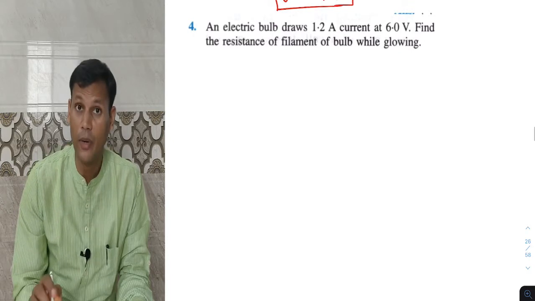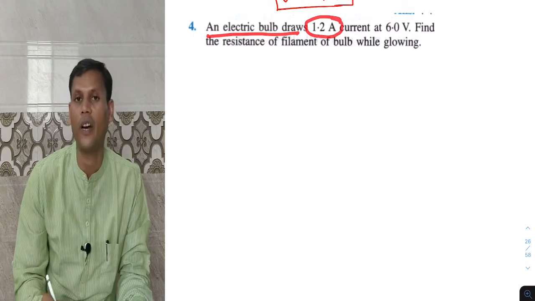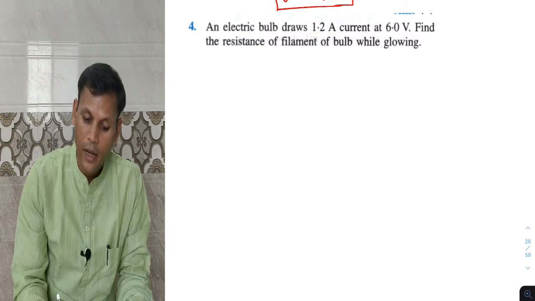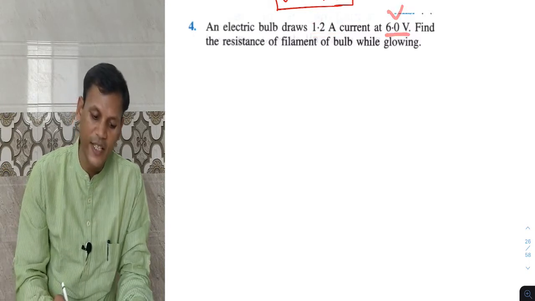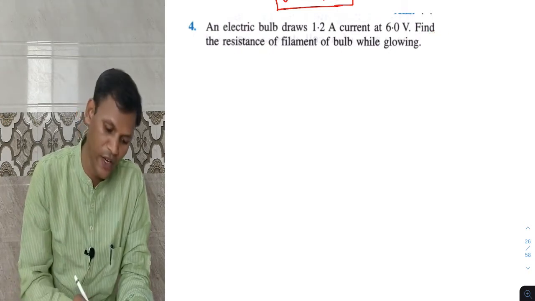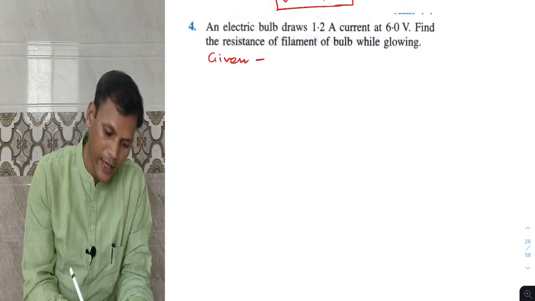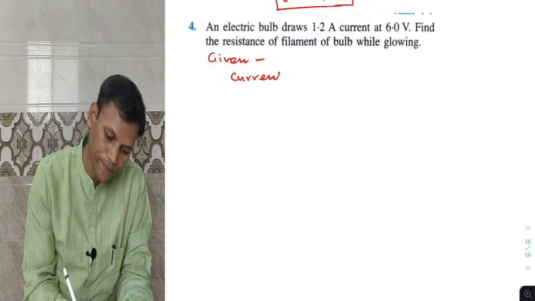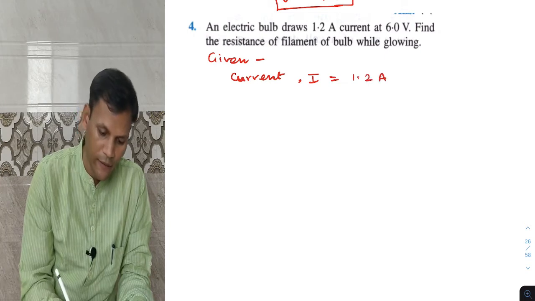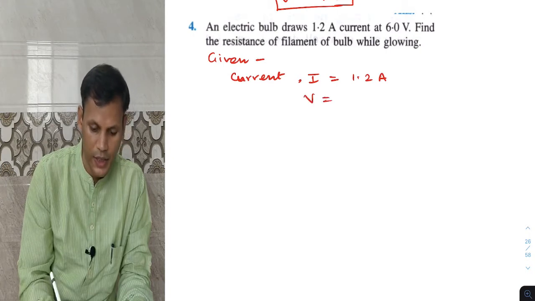Next question, question number 4. An electric bulb draws a current I of 1.2 ampere at 6 volt. So I is 1.2 ampere, and the potential difference is 6 volt. Find the resistance of the filament of the bulb while glowing, meaning R is to be found out. Again, what information is given? First, current I is equal to 1.2 ampere and potential difference V is 6 volt.